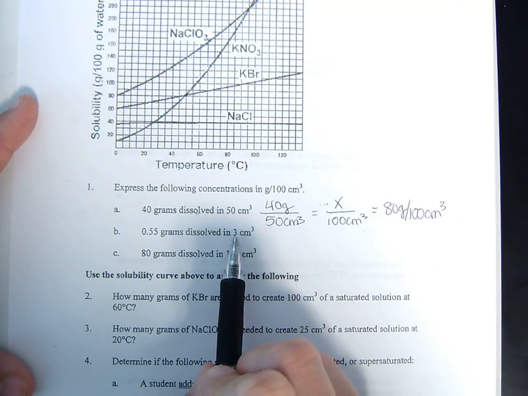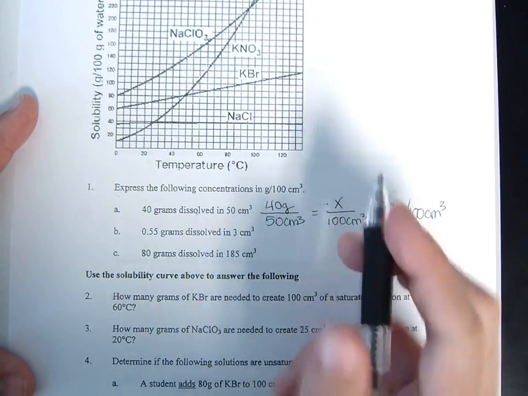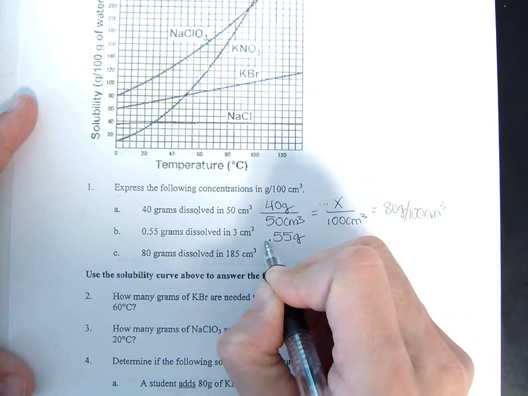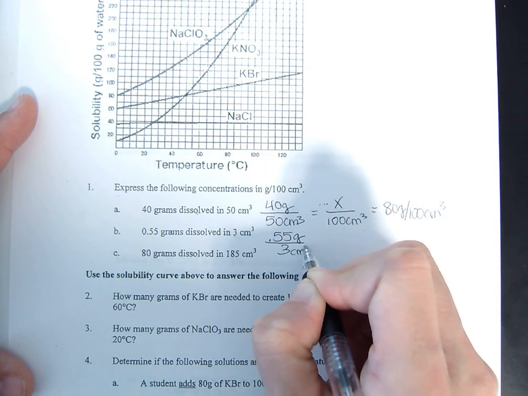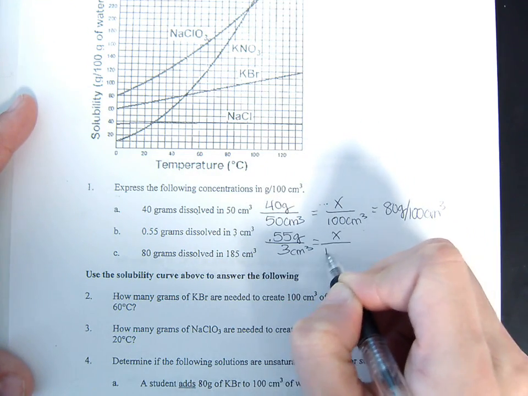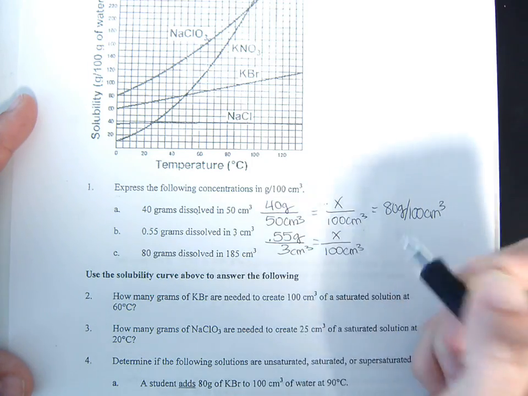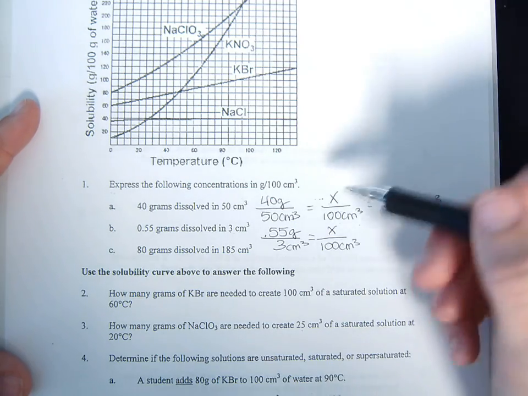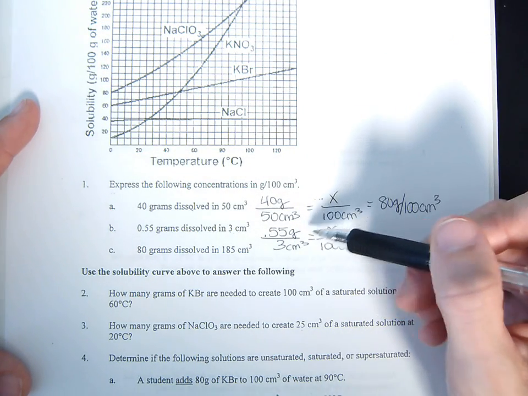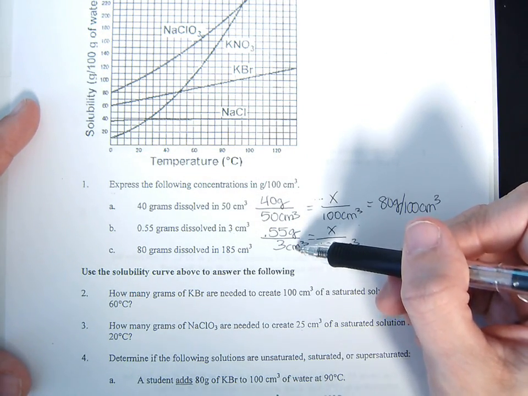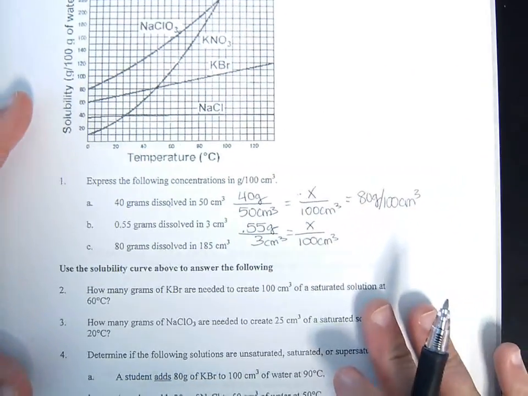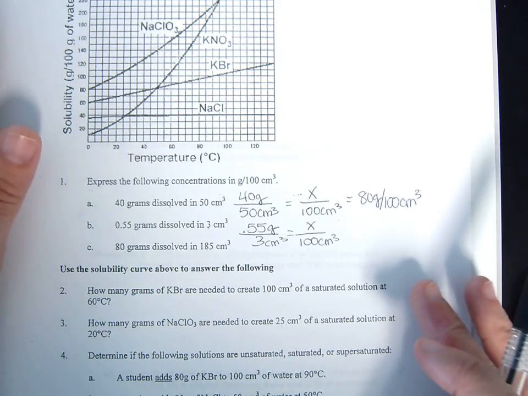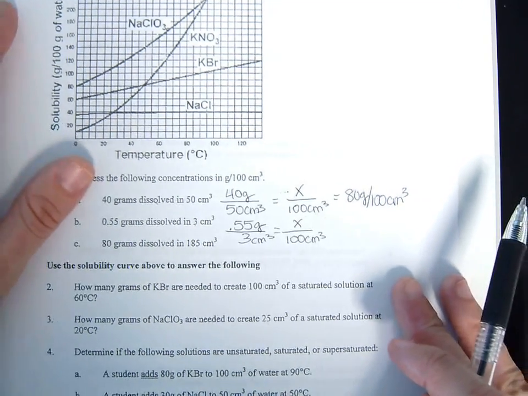B is a little bit more difficult because it's not as easy to get from 3 to 100. So if we have 0.55 grams dissolved in 3 cubic centimeters, how many grams can dissolve into 100 cubic centimeters? So you can just cross multiply. Sometimes what I like to do is just divide this all the way out to get grams per cubic centimeter, and then multiply the whole thing times 100 instead of doing the proportion, which, if you look at it, the math is very similar.